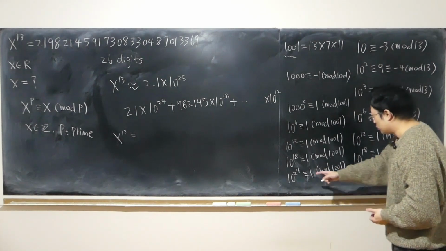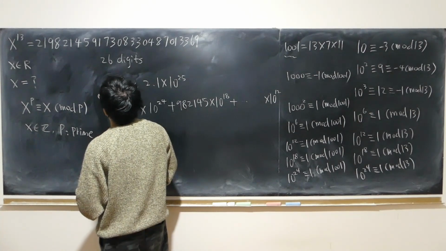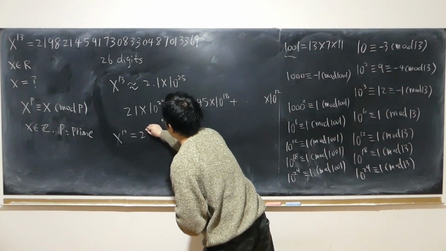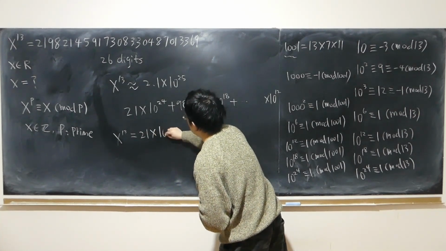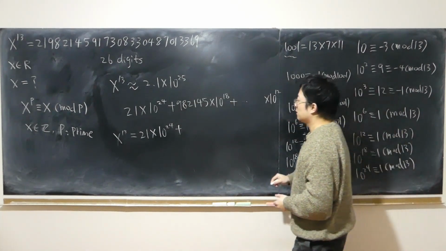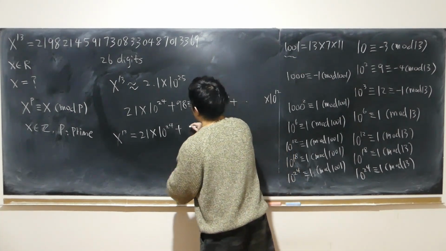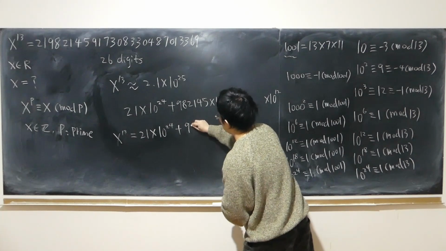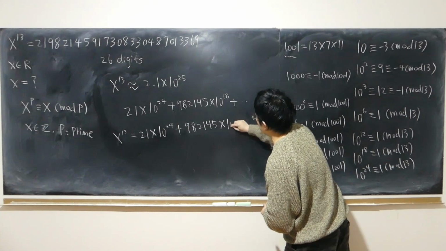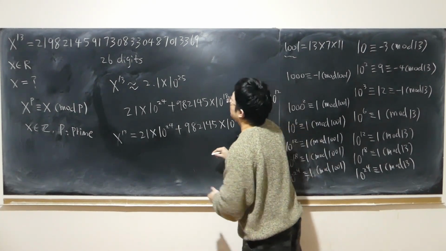Which tells me that I should probably break this number into what number times 10 to the power of 24? This, times 21 times 10 to the power of 24, plus exactly the same as this: six digits times 10 to the power 18, another 6 digits.